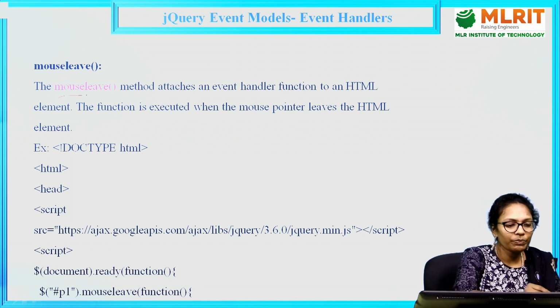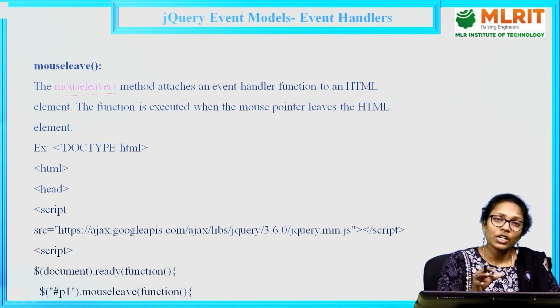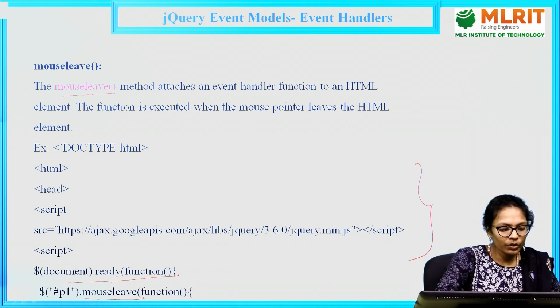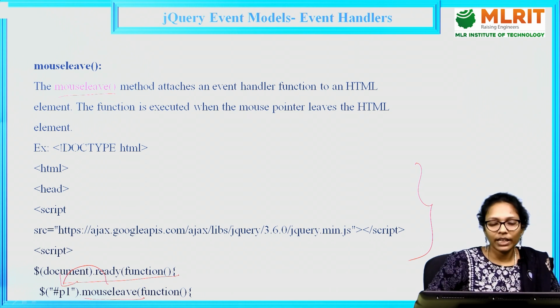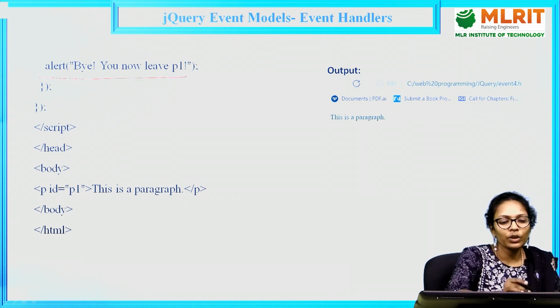After this, mouse leave, we will discuss both the programs at a time. So mouse leave, just opposite to mouse enter. So mouse is entering, mouse is leaving. Whenever you're moving the mouse out of that scope, then it will be executed. The same thing, library function. Whenever my document is ready, I'm applying this mouse leave function for the element which is having the ID as P1, right? So whenever you're going out of that, you're generating an alert message, you now leave P1.